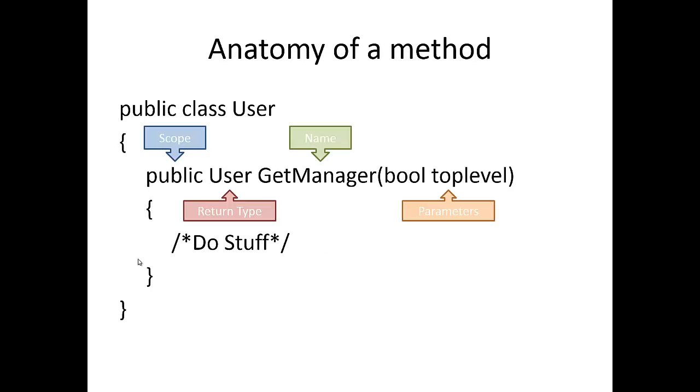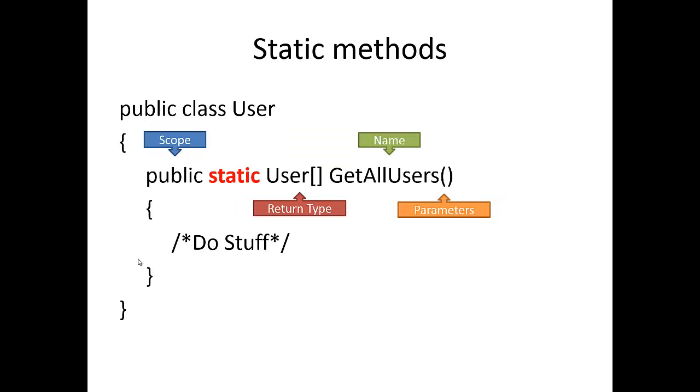So if you think about this again, we're calling get manager, its name. The return type is a user, and we passed in a parameter saying true. We want the top level manager. These pieces all interact and work together to help us understand how we call this method and what this method does for us. That is a method that we created for our user class.